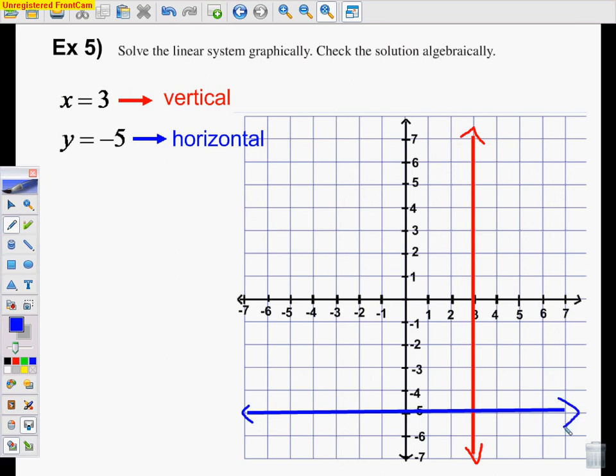And we see that these two lines intersect at what point? 3 for x, negative 5 for y. Now, does that make sense? Well, hopefully it does, because at the beginning I told you that x equals 3 and that y had to equal negative 5. So that would be our solution.